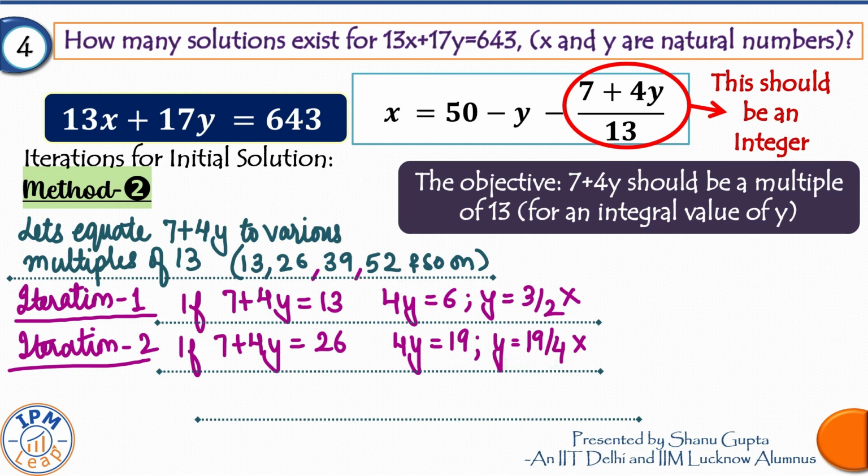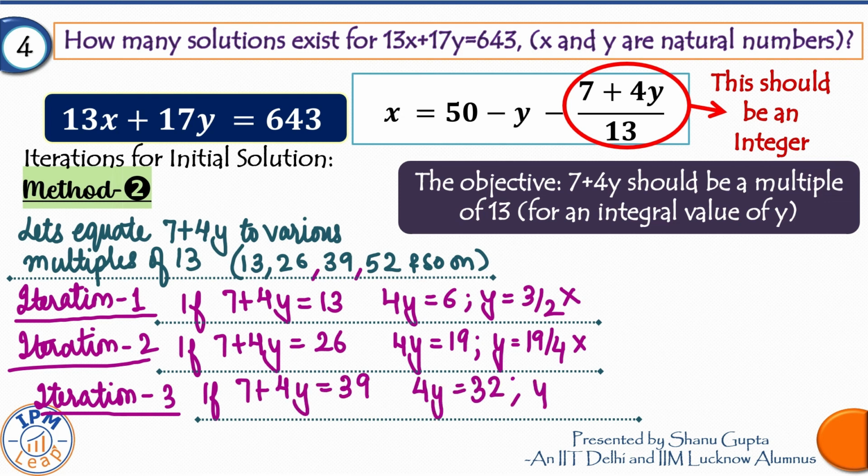Again not an integer. And finally, in our third iteration, when we take 7 plus 4y is equal to 39, then y comes out to be 39 minus 7 whole upon 4. Y is equal to 8, an integer this time. So as you can see, this method requires only 3 iterations and is much faster than method 1. But it's up to you. You may follow whichever method you are more comfortable with.